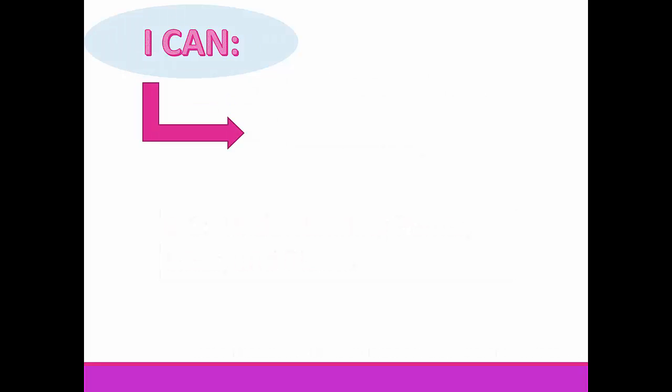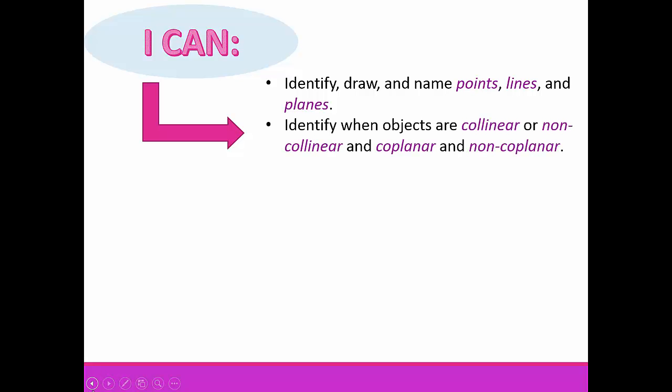We'll begin each lesson with a list of statements called I can statements, which is just a list of learning targets or learning objectives for each lesson. So by the end of this video, you should be able to identify, draw, and name points, lines, and planes. Identify when objects are collinear, non-collinear, coplanar, or non-coplanar.